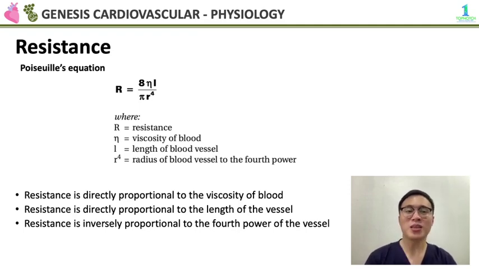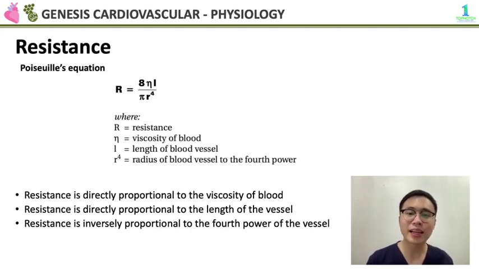So, for your Poiseuille's equation, you have R as the resistance equal to 8 times the viscosity of blood multiplied to the length of the blood vessel all over pi r, r being the radius, to the 4th power. So what are some implications of this formula? Basically, resistance is directly proportional to the viscosity of the blood. Number 2, resistance is directly proportional to the length of the blood vessel. But resistance is inversely proportional to the 4th power of the radius of the vessel.